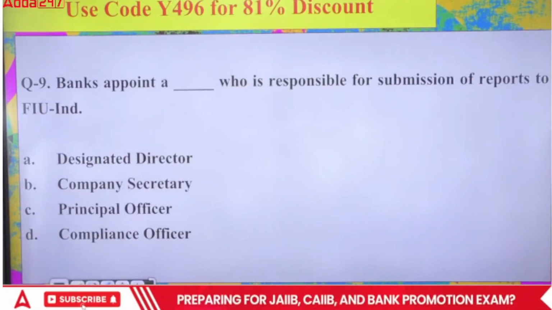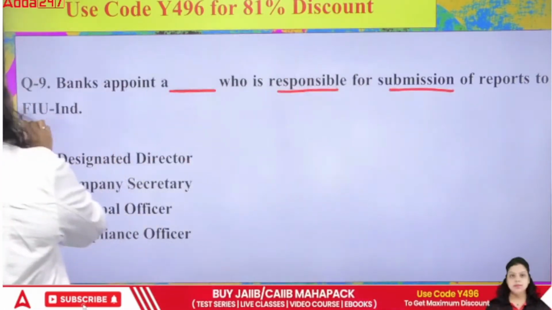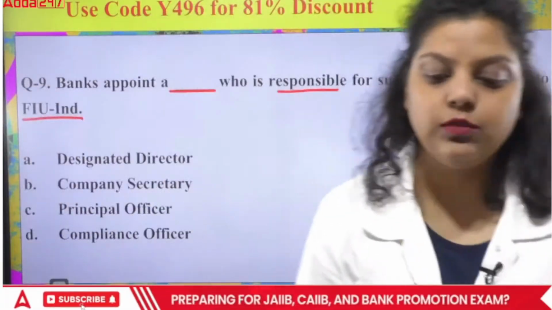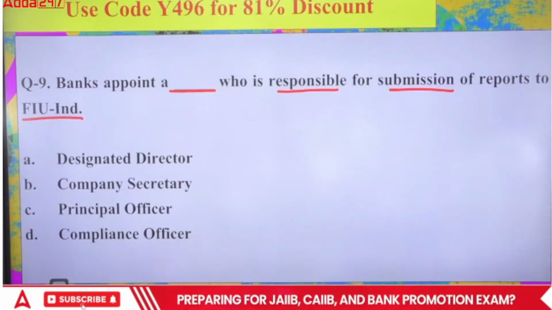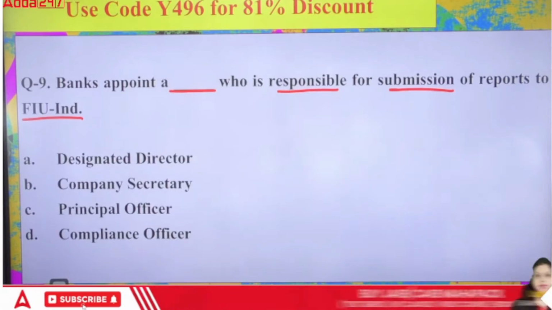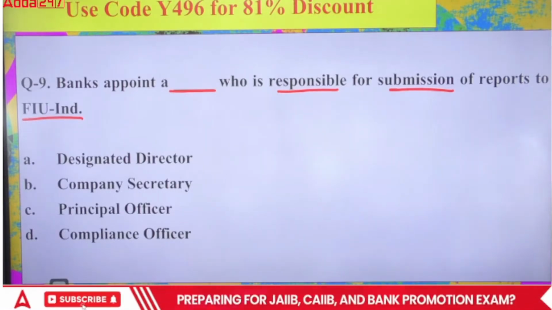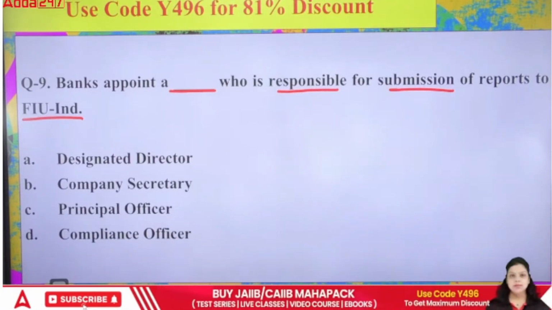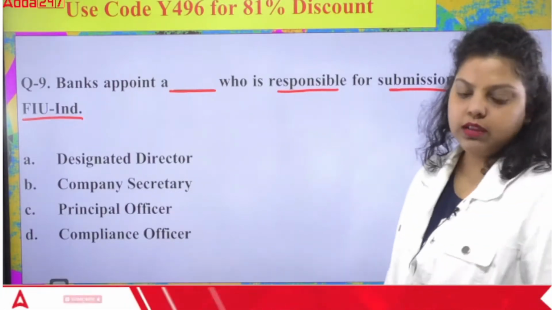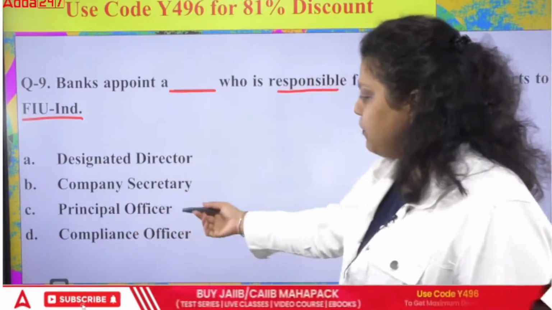Next. Banks appoint a dash who is responsible for submission of reports to the FIU-IND. Now, first of all, you should know what is FIU-IND. It is Financial Intelligence Unit, India. So which of the following will be appointed by the bank? Is it a designated director, company secretary, principal officer, or compliance officer?